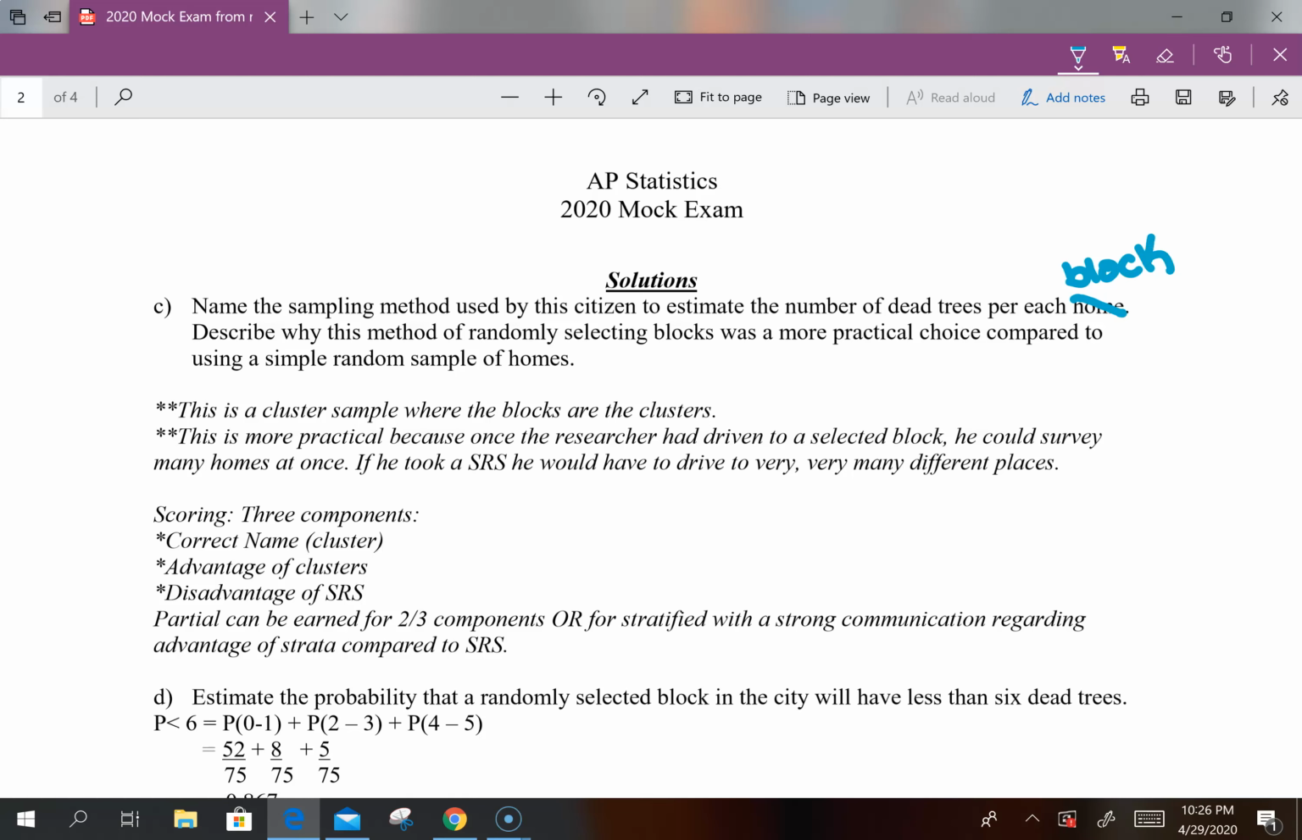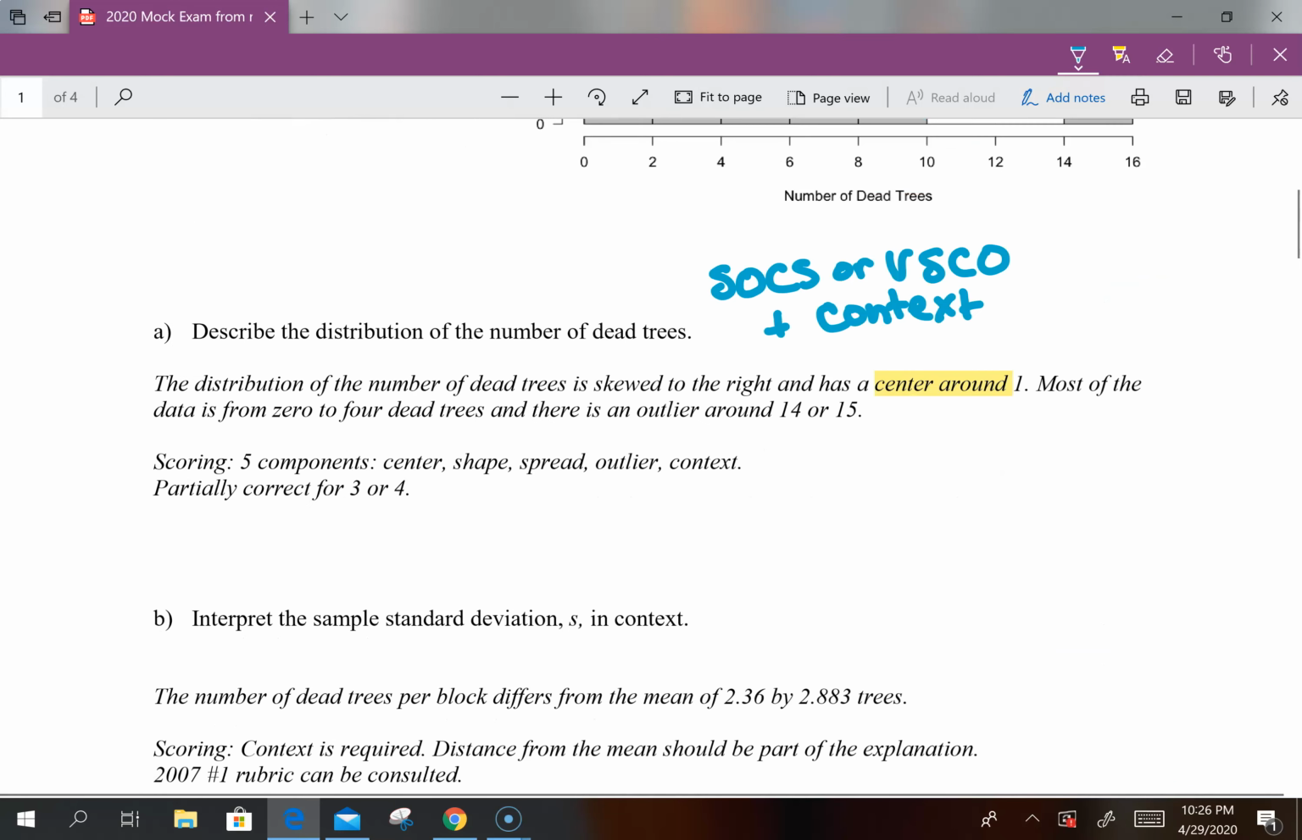Okay, describe why this method of randomly selecting blocks was a more practical choice compared to using a simple random sample of homes. All right, so there's 2 things in here they're asking you to do. First, you have to say what the sampling method is, and then you have to say why it's practical, which means you've got to say why it's good and why an SRS would not be good. You have to give a positive and a negative. All right, so let's back up for a second and go back up to the original problem.